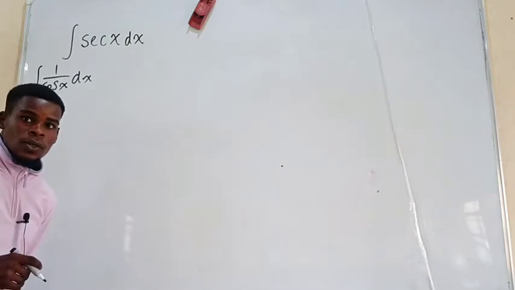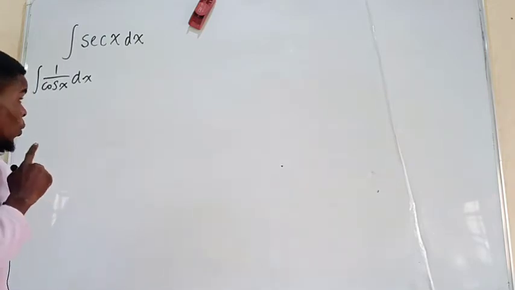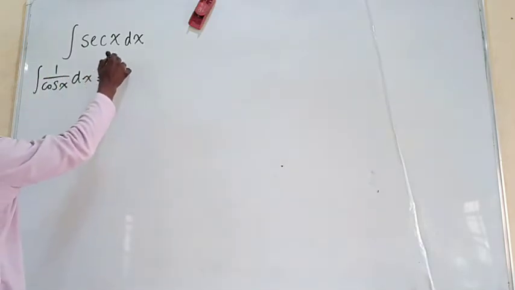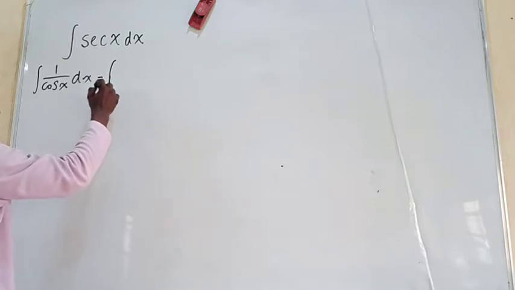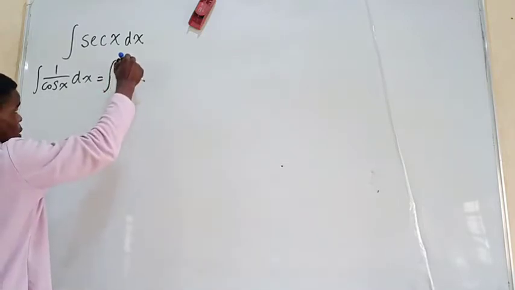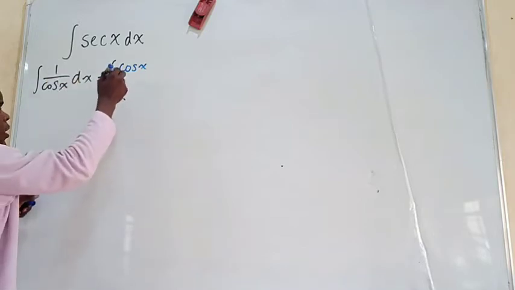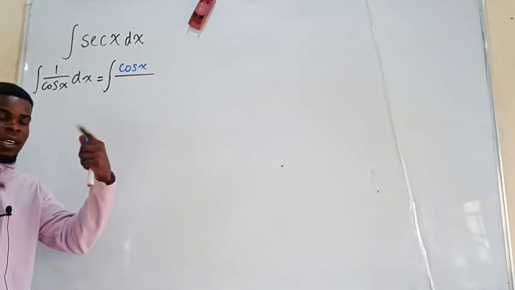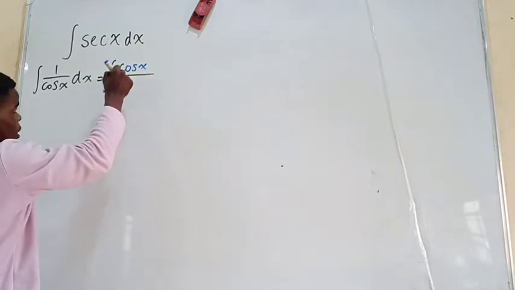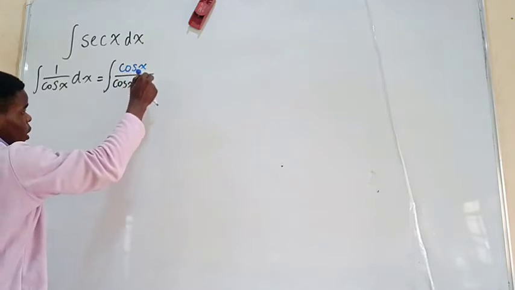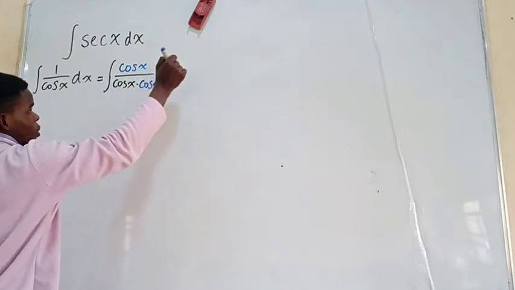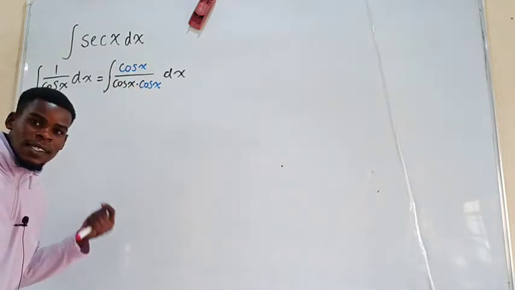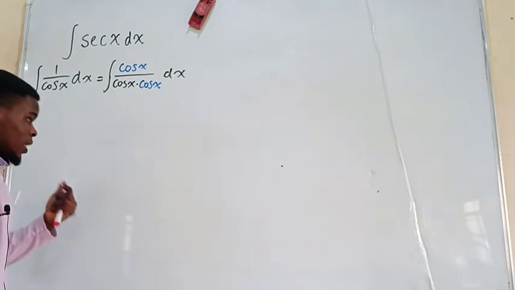The next thing I would like to do is multiply cosine x on the top and bottom in the integrand. So I'll multiply the top by cosine of x, that is cosine of x times 1 is going to be cosine of x, and on the bottom I'll put down cosine x times cosine x, and the dx. So you see this in blue just cancels out, and we are still left with 1 over cosine x, which is the same thing as secant x. So we haven't changed anything.